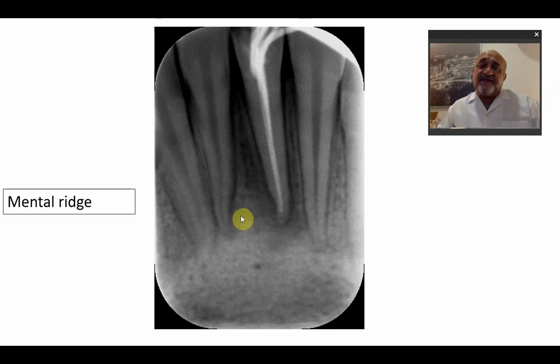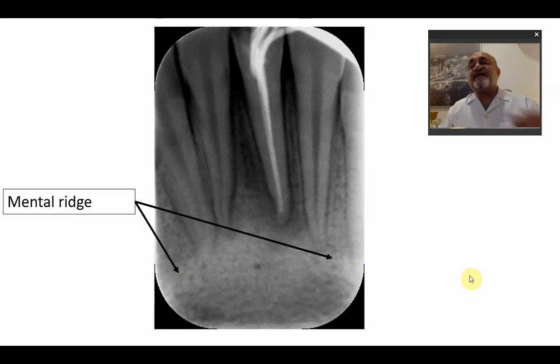Now, in this radiograph, you will see that there is a radiopacity on either side of the midline. This is the midline over here. There is a radiopacity located apical to the teeth. It runs in either direction. Okay, this is called the mental ridge. This is the mental ridge which is present on the lingual surface of the mandible.